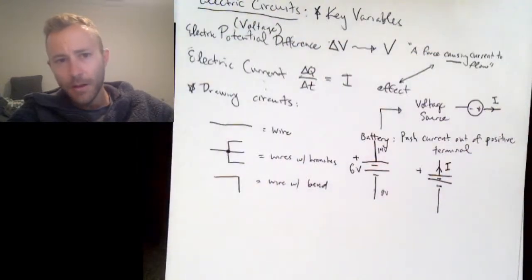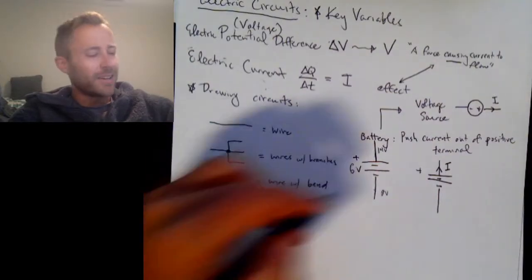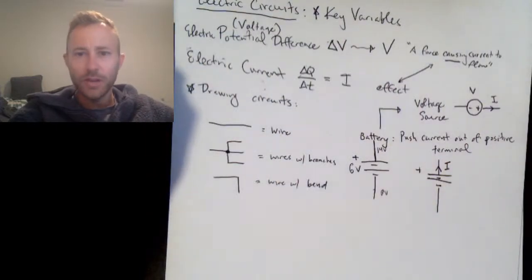And so this would push current out the positive terminal just like a battery. Okay, and again, you write the voltage of that particular source right next to it.